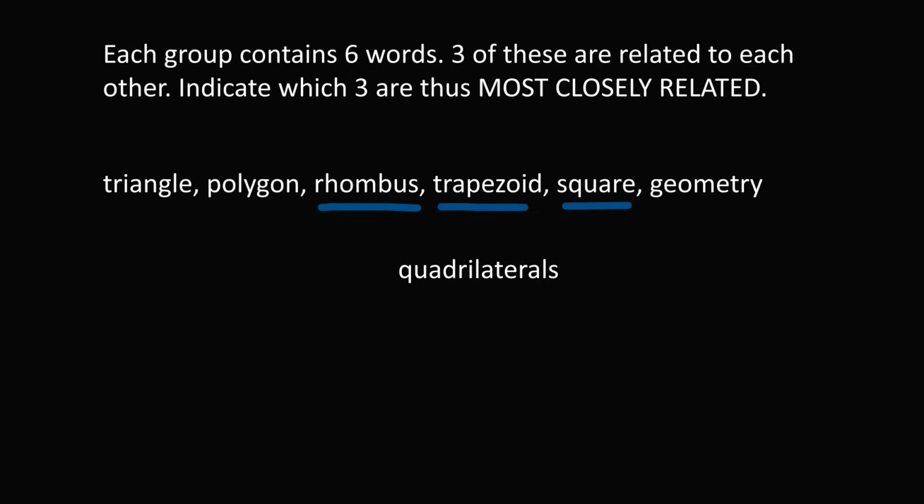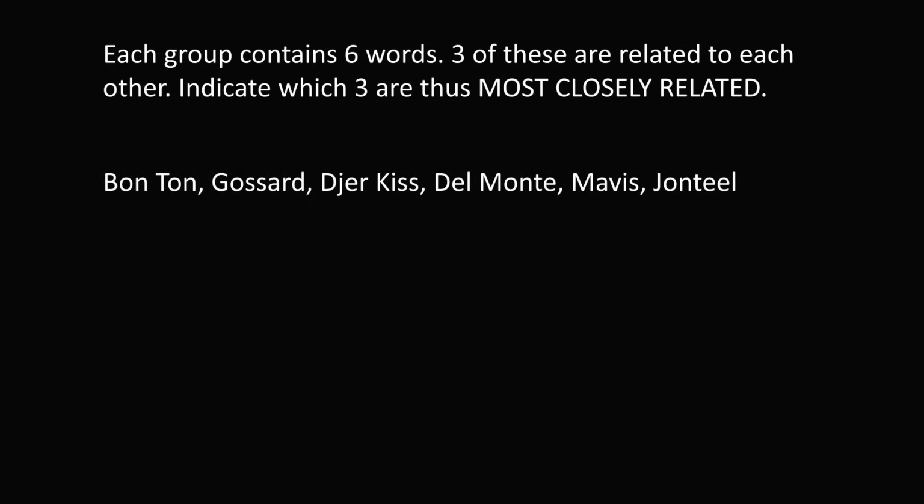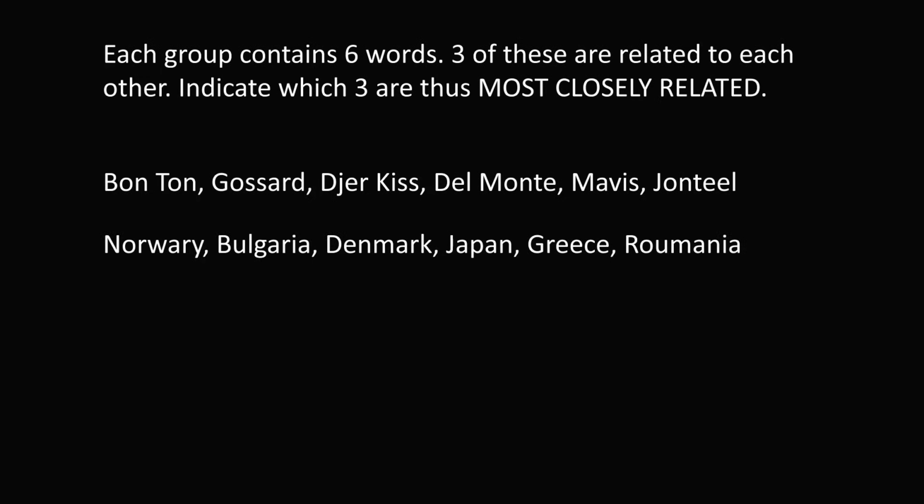I have to say, I overall had fun answering these questions when I understood the words and I was able to come up with some connection of three words that were most closely related. But there were also questions on this section that completely baffled me. Here's one. Bonton, Gossard, Jerkis, Del Monte, Mavis, and Gentile. I have no idea what many of these are, so there would be no way I could figure out which three are most closely related. Perhaps you can share the correct answer. Another one. Norway, Bulgaria, Denmark, Japan, Greece, and Romania. I don't know which three of these countries would be most closely related.